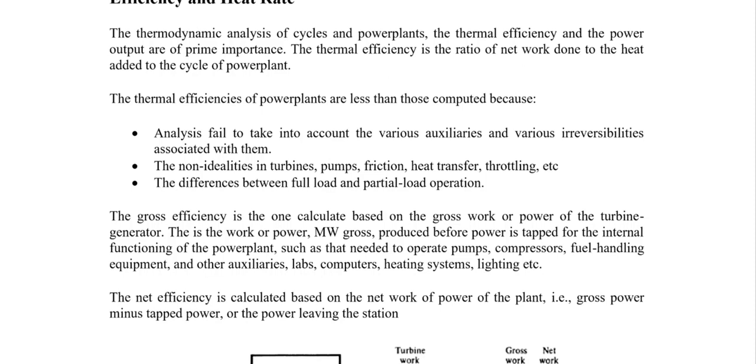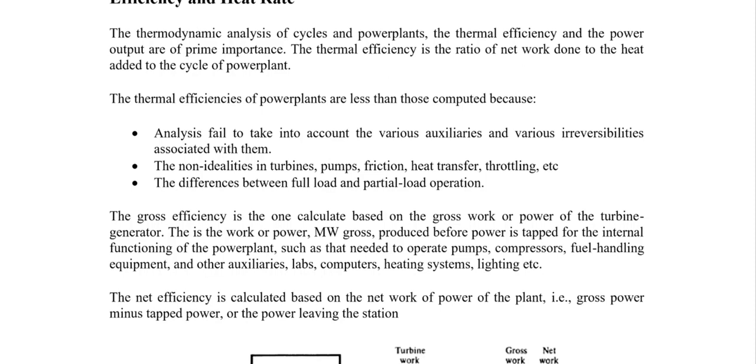There was a difference between the full load and the partial load operation. Let's say, for example, a power plant is designed for 1,000 megawatt, and for a certain time of a day, we are running it on a half load, like 500 megawatt. Would the efficiency be the same as it was in a full load or not? There would actually be a difference between the full load and partial load.